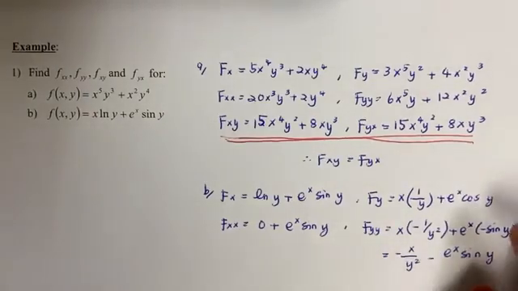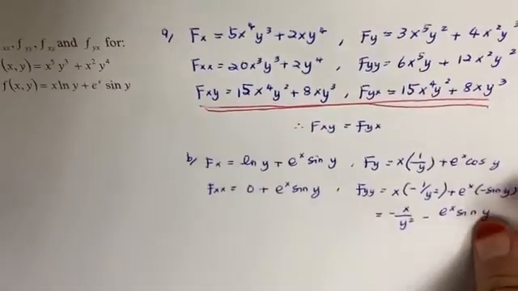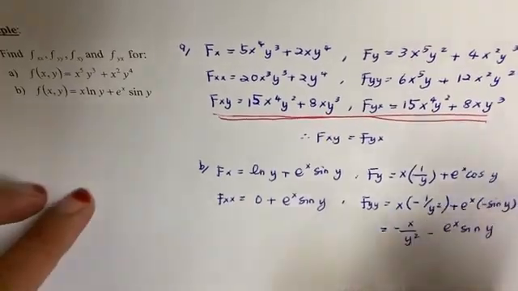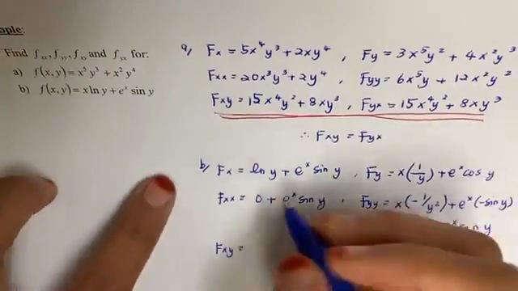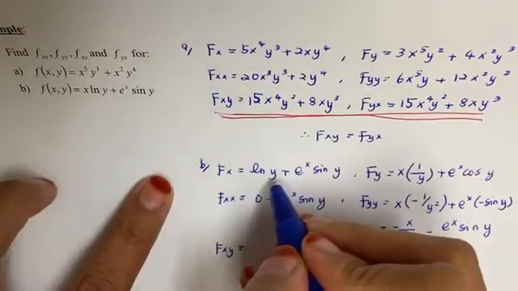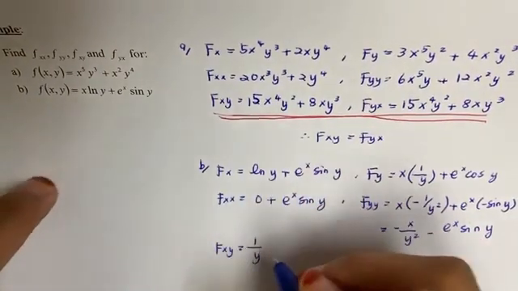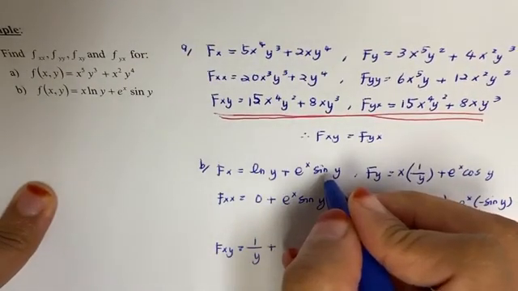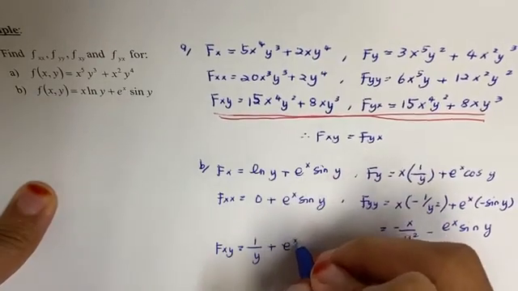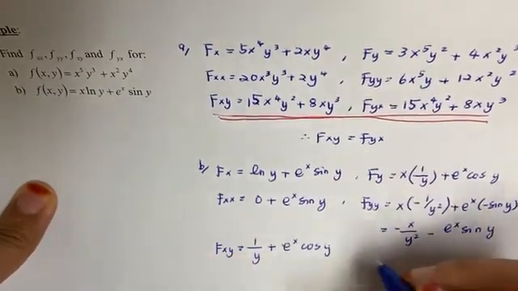Okay, so the last thing is to find fxy. So fxy here, differentiate ln y, we have 1 over y. Okay, plus differentiate sin y, we have cos y. So exponent x cos y.